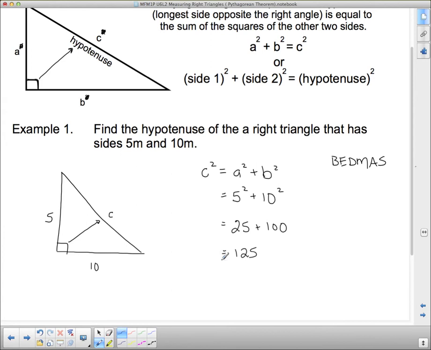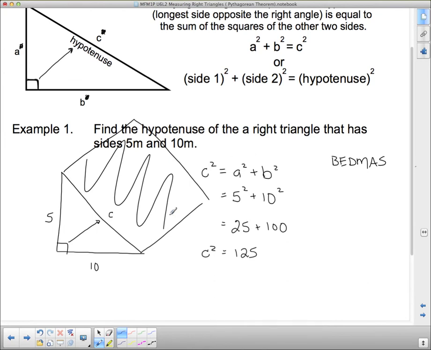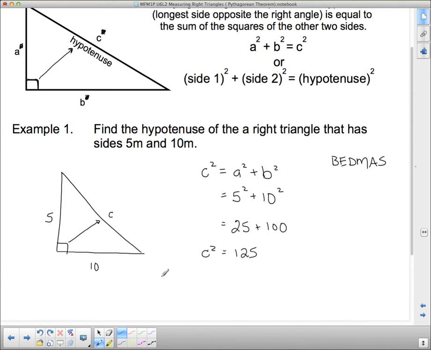It was 125. Now, that tells us what C squared is. We want just C. What this 125 tells us is that if I draw a square off of here, this is 125 square units, or in this case, square meters. So if I draw that, that's 125 square units, square meters. I just want this. I only want the straight line distance. I want this thing. That's all I want. And so we have to do the opposite of squaring, which is square rooting. So I need to take the square root of 125.